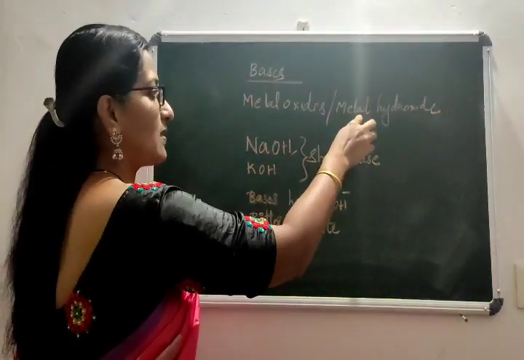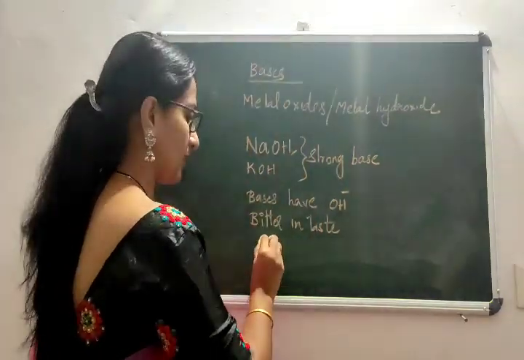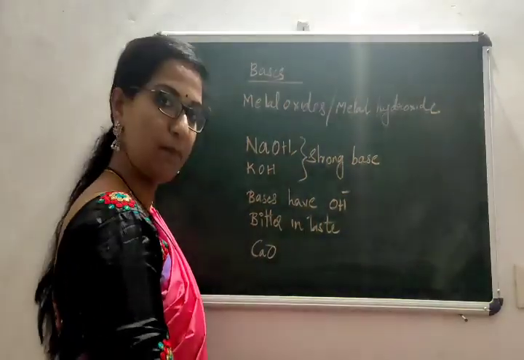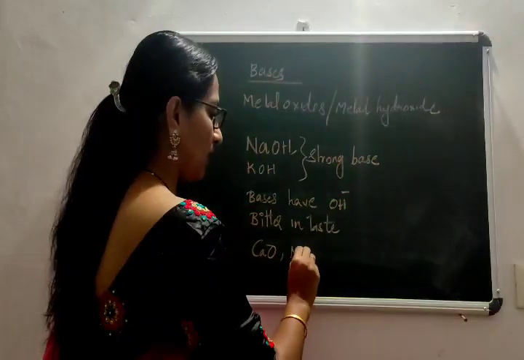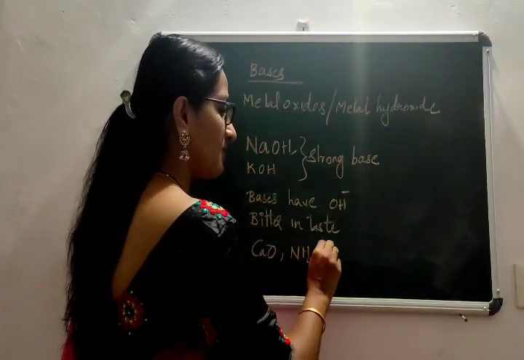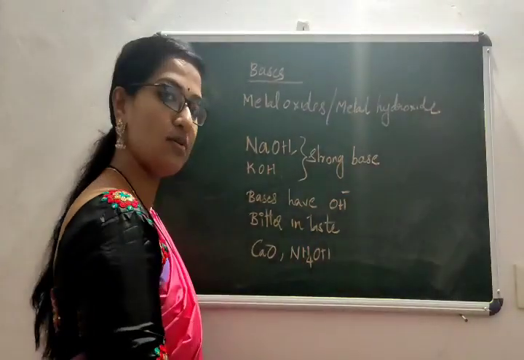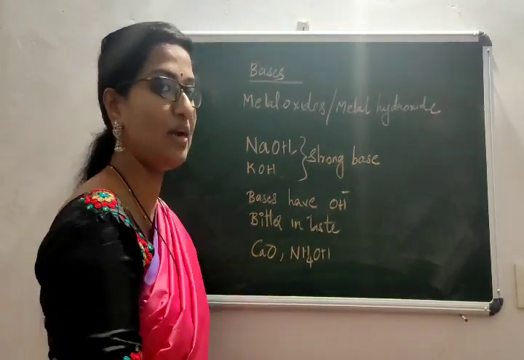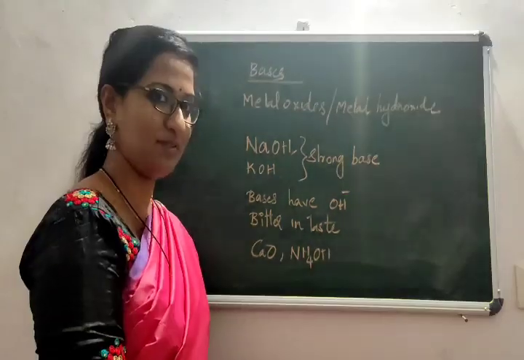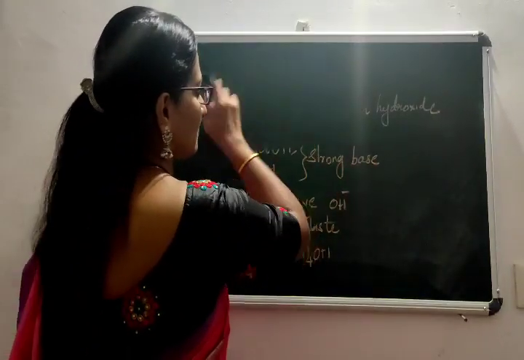And the metal oxides are also bases. Calcium oxide is a base, ammonium hydroxide is a base. Ammonium hydroxide is also a base. All metal oxides and metal hydroxides are bases.